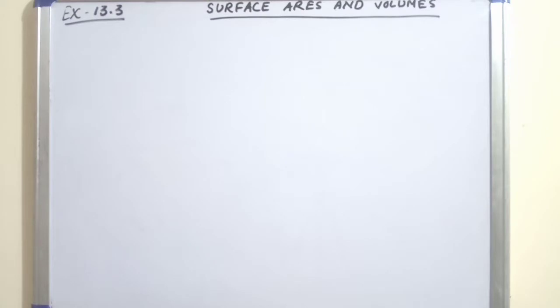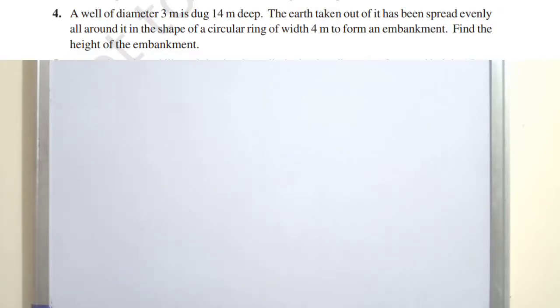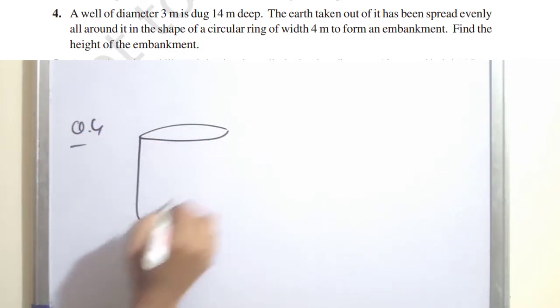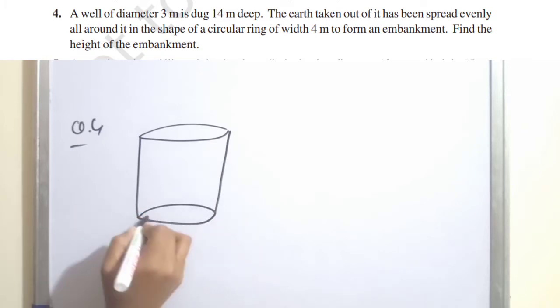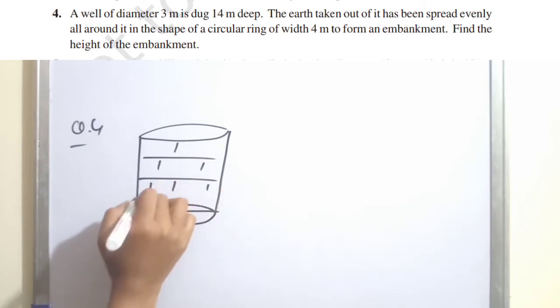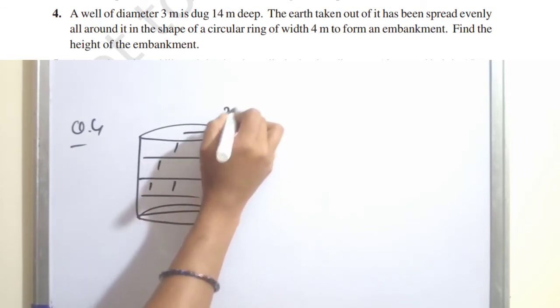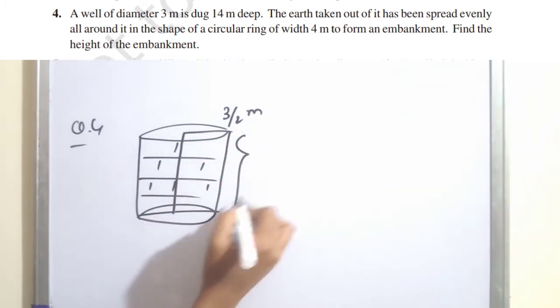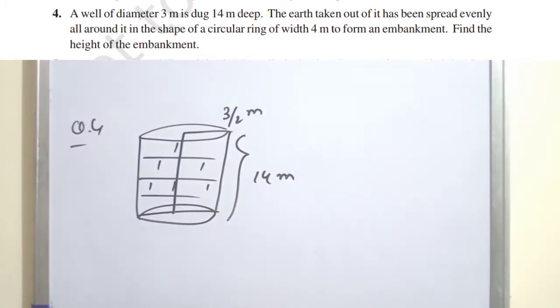So at first, question number 4. A well of diameter 3 meter is dug 14 meter deep. Suppose this is a well of diameter 3 meter, that means radius 3 by 2 meter, and 14 meter deep, that means the height of this well is equal to 14 meter. The earth taken out of it has been spread evenly all around it in the shape of a circular ring of width 4 meter to form an embankment.